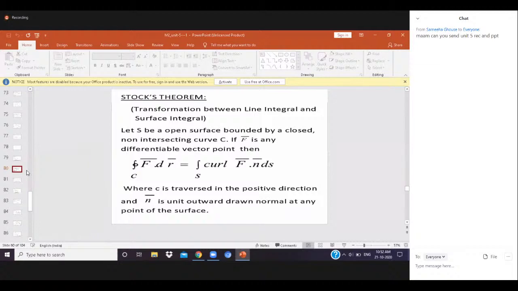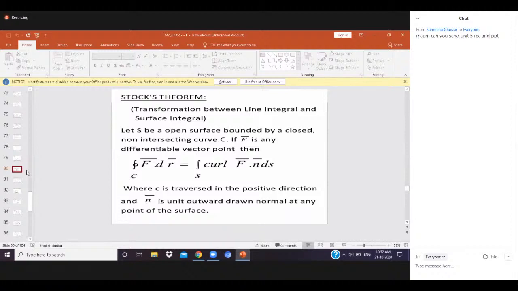Yes, here is Stokes theorem. Stokes theorem is also the same. The transformation is between line integral and surface integral. Here let S be an open surface bounded by a closed non-intersecting curve C. F bar is any differentiable vector point function.